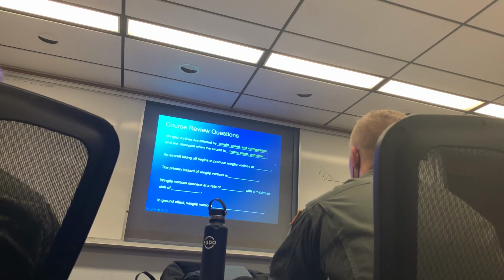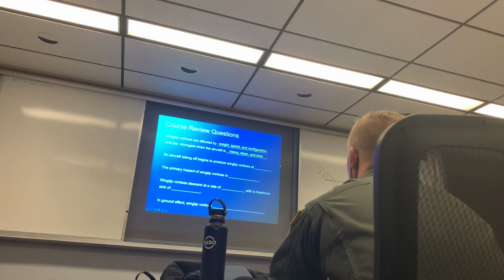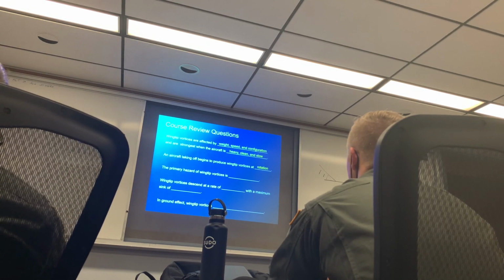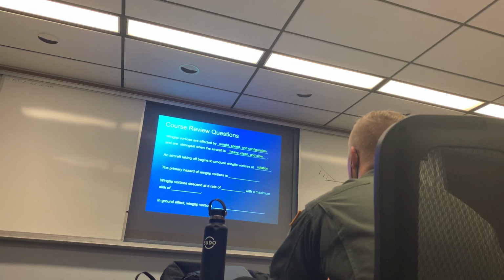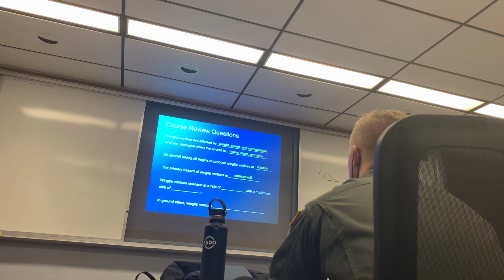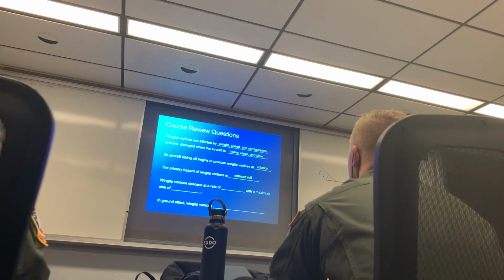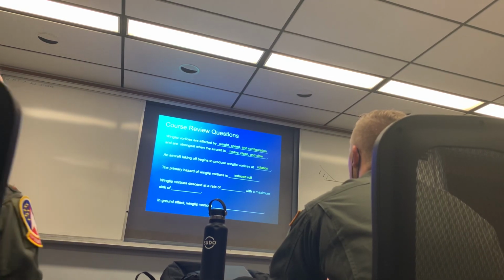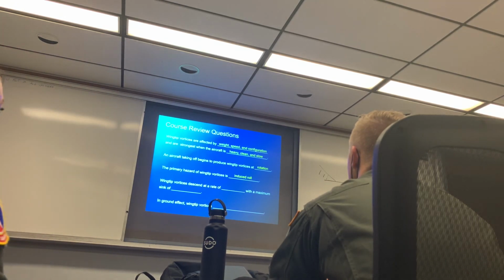Taking off behind a larger aircraft, it begins to produce wingtip vortices when you do what? If it's taking off, and it rotates. Primary hazard is induced roll. Descend at a rate of 400 to 500 feet per minute, total, go down 800 to 900 feet. Right.